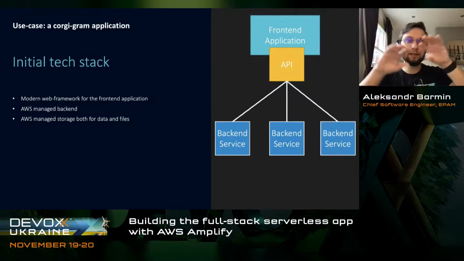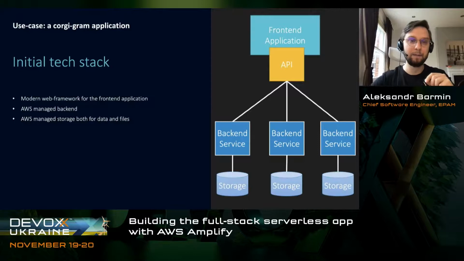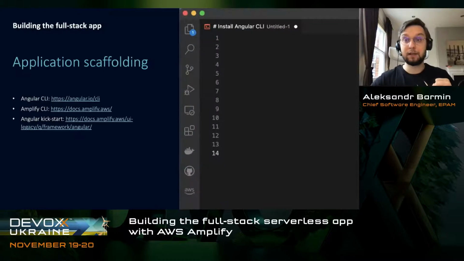So my API is required in order to communicate with backend services, like a service which provides me a list of pictures, a list of likes, comments, and so on. And of course, every service should have backend storage, like either S3 or DynamoDB, for storing data. So let's get started and go ahead.